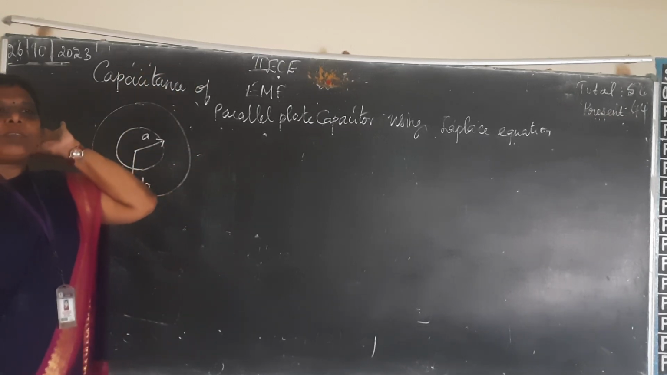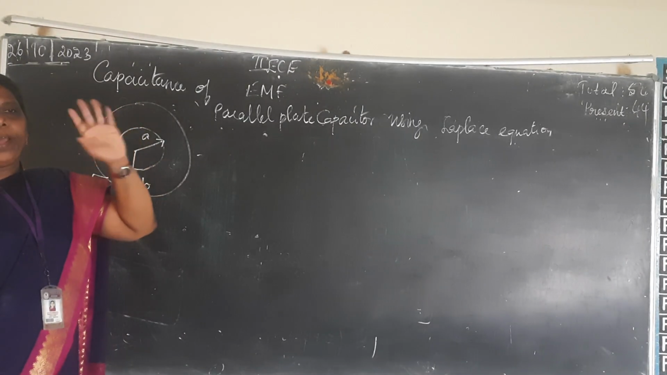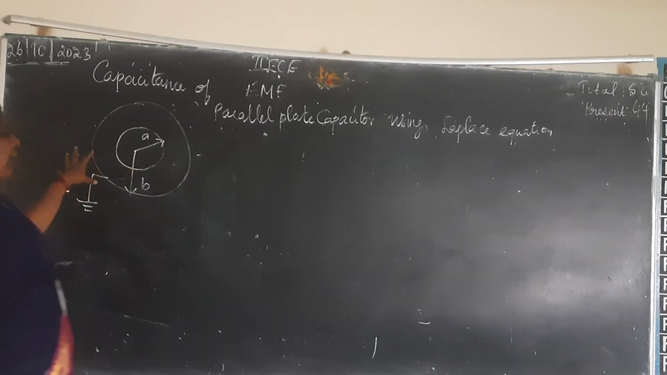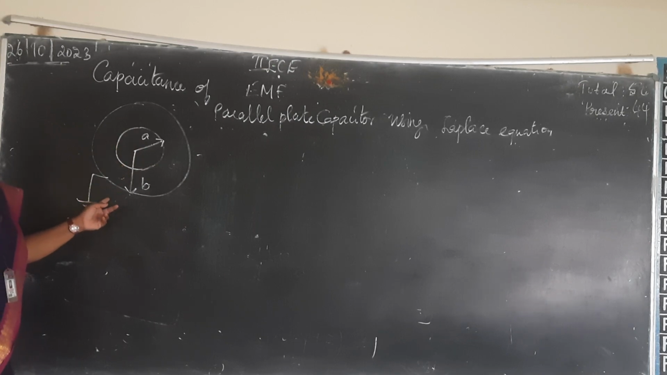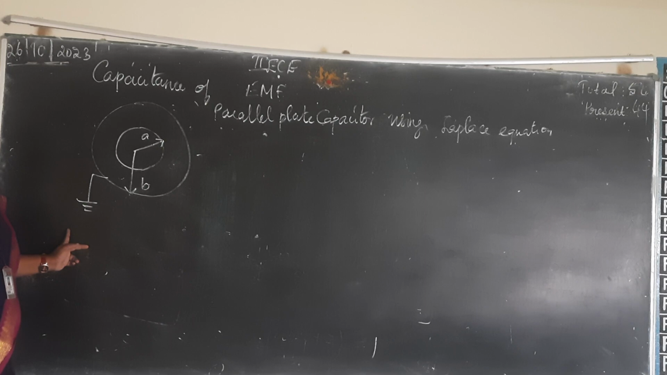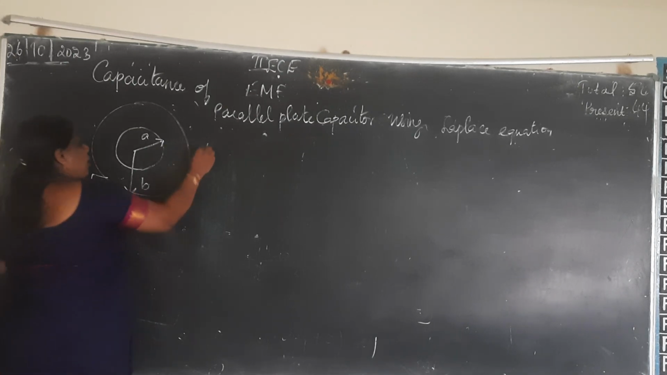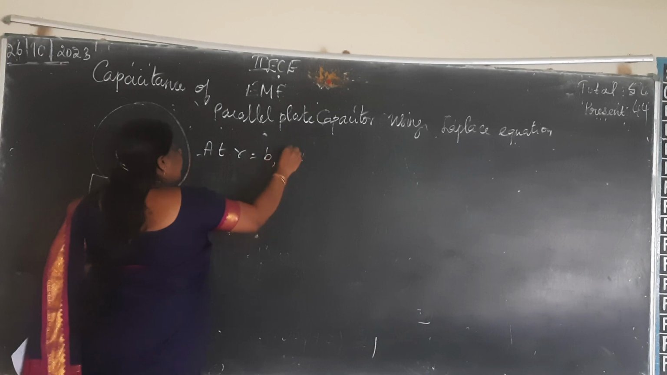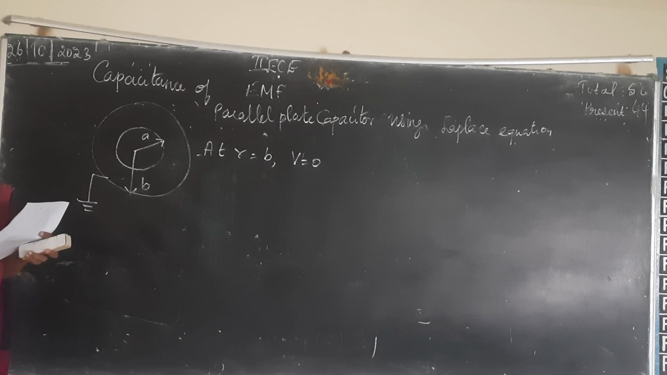So what do we mean by a capacitor? We know that it is two parallel plates separated by air as a medium or any dielectric. So that is called a capacitor. Here I am going to consider the inner circle with radius A and the outer circle with radius B, and the outer circle is grounded, as also shown in the figure. At r equal to b, the potential V is equal to 0. Why is it 0? Because it is grounded.